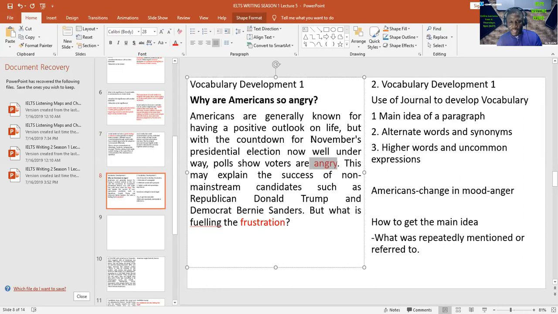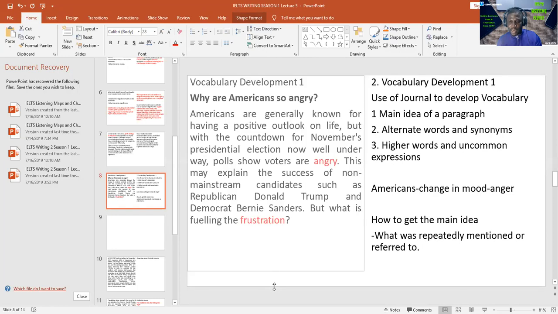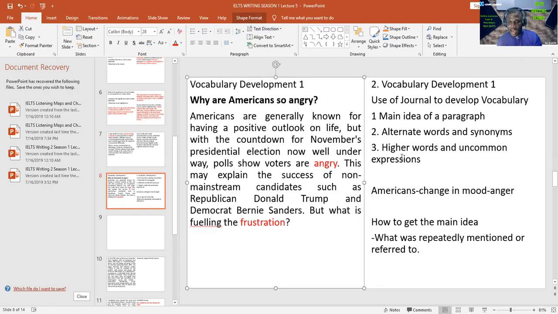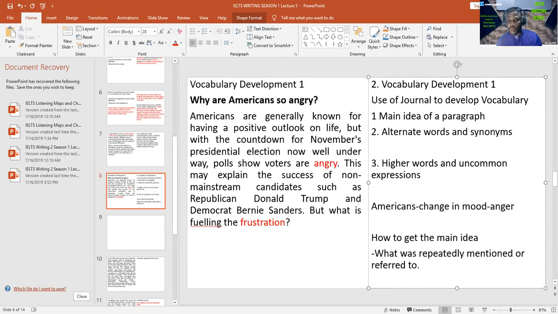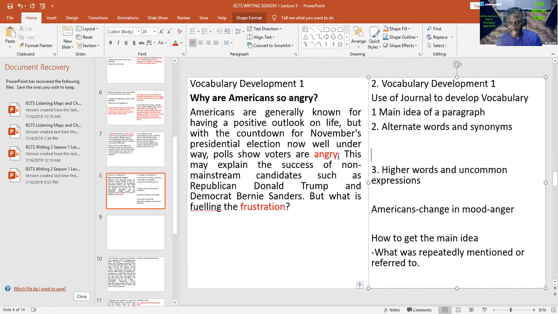And I'll be picking something like mood. Positive outlook, outlook towards life, outlook on life. Okay, let me leave it at that. So those are the things that have been used as alternate words and expressions. So when I say alternate words, I will just put anger.